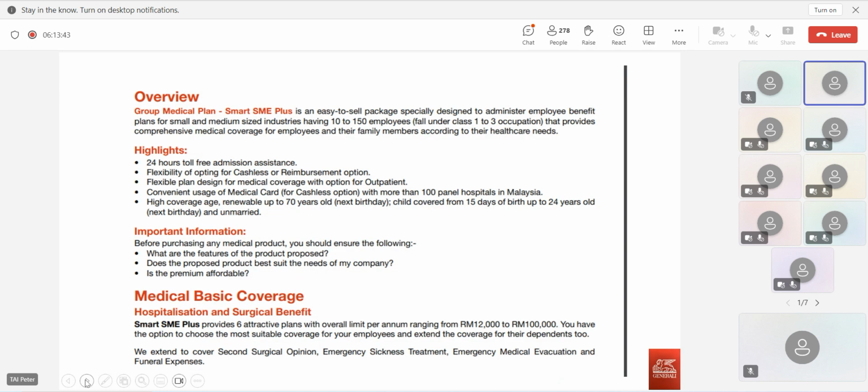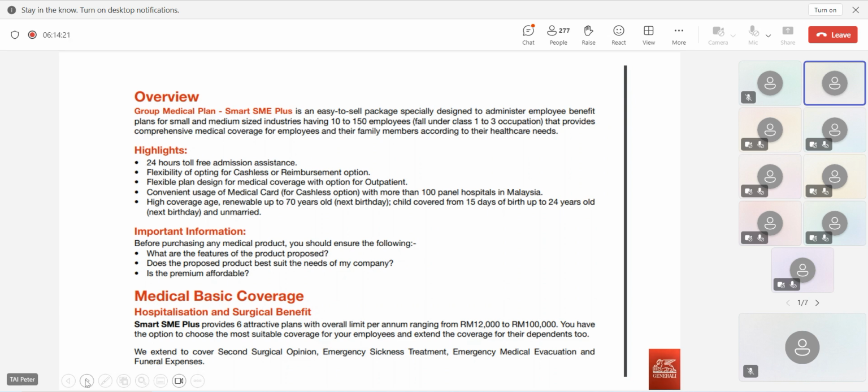So basically, the group medical plan SME is an easy to sell package specially designed to administer employee benefits for small and medium sized industries. Remember just now the first slide I showed you, there are 1.2 million SMEs out there. 1.2 million. You do 1%, that's like 12,000 already. So it's good enough for you. Just go down there and do it, so long as they are below class 3, and provide comprehensive medical coverage for employees and their family members according to their healthcare needs.